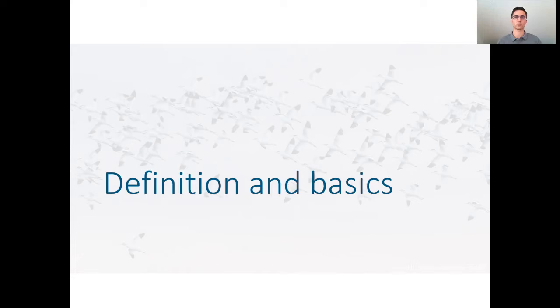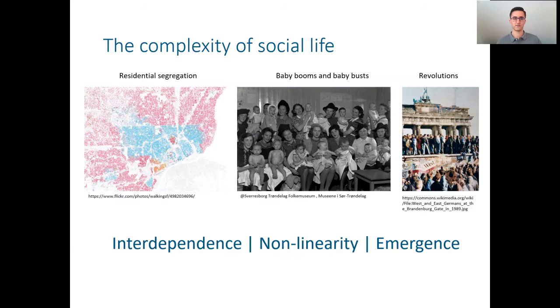First, let me start with some definitions and basics. As social scientists, and in particular sociologists, we are often interested in how important macro-level social phenomena come about. For example, scholars have been interested in understanding why metropolitan areas, such as Detroit shown here, are often racially segregated, sometimes even in the presence of laws and regulations that seek to reduce segregation.